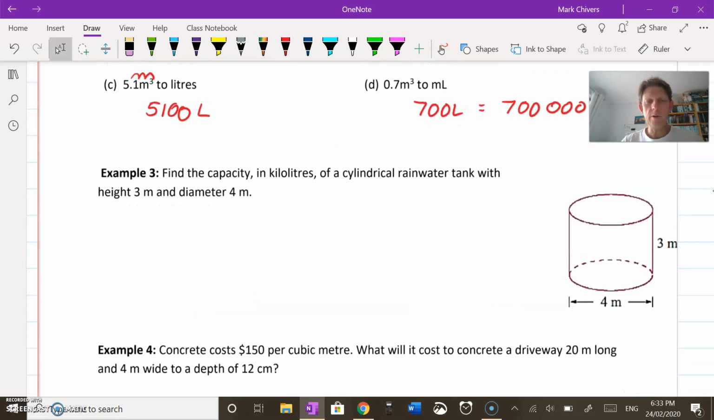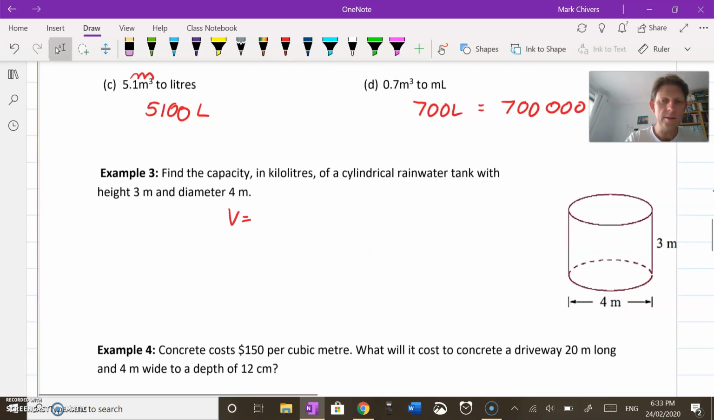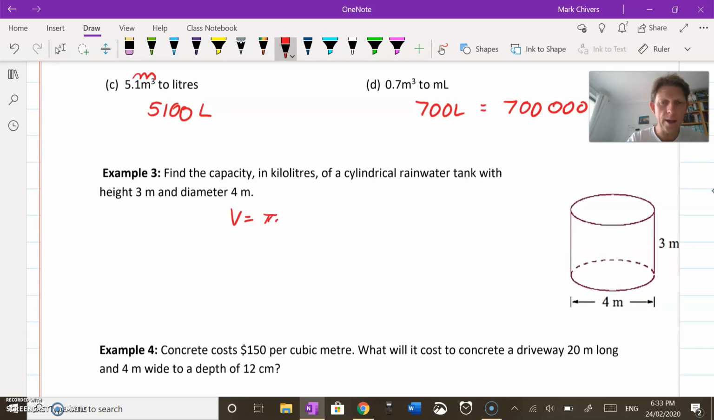Okay, and now we're into questions you'll be more used to seeing through this unit. We've got to find the capacity in kilolitres of this rainwater tank with a height of 3 and a diameter of 4. The very first thing I'm going to have to do is work out the volume. The volume of any cylinder is going to be the area of the base, that's pi r squared, times the height of the object. So that's going to be pi times the radius squared. The radius is going to be 2, because what's given in the question is the diameter. Half the diameter is the radius, times 3.